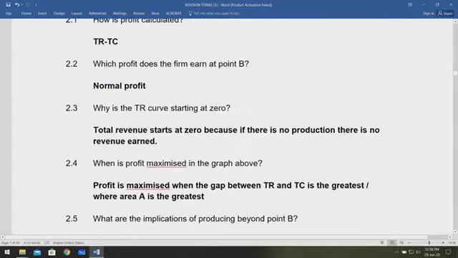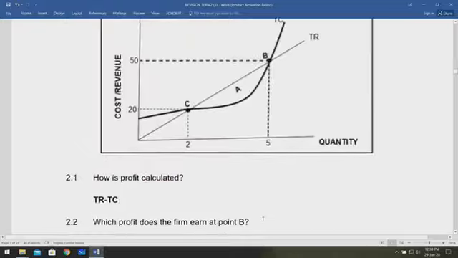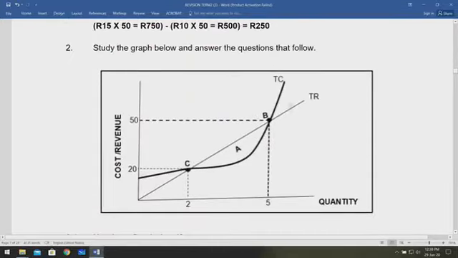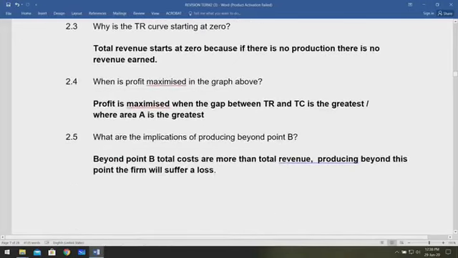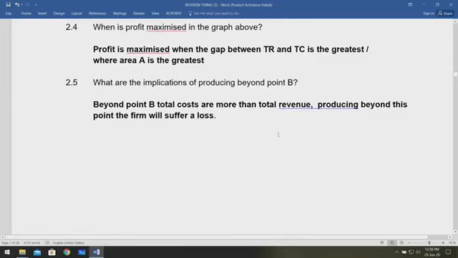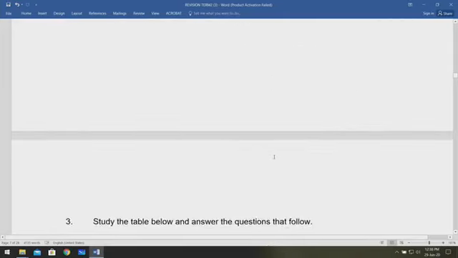What are the implications of producing beyond point B? Remember, I said if you look beyond point B, if you're moving over, then your costs are going to be bigger than your revenue, which means you're going to start making a loss now. So beyond point B, total costs are more than total revenue. So producing beyond this point, the firm will suffer a loss. Please bear in mind, you don't have to use the exact words. If you just say something that explains that, that is absolutely fine.